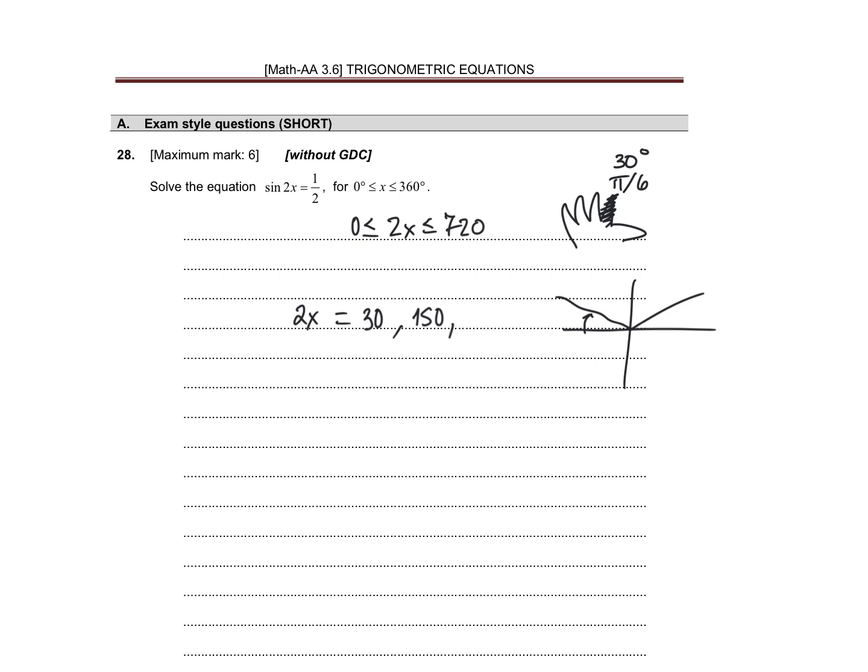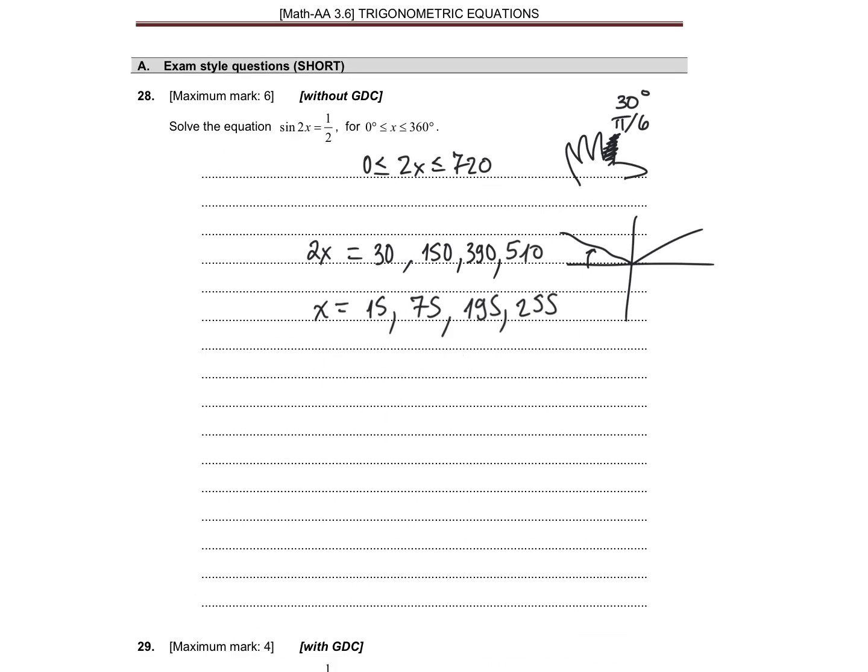So we're gonna have 30 plus 360, which is 390, 150 plus 360, which is 510. And if we did 390 plus 360, you're gonna get 750, which is outside the domain. So now we just have to divide everything by 2. So we've got 15, 30 divided by 2 is 15, and then 150 divided by 2 is 75, 390 divided by 2 is 195, and 510 divided by 2 is 255. So those are our 4 answers.